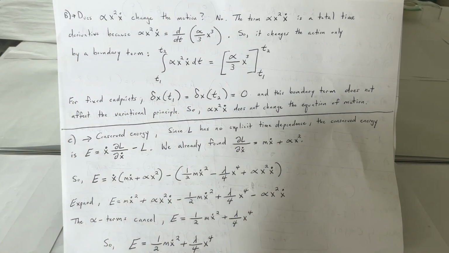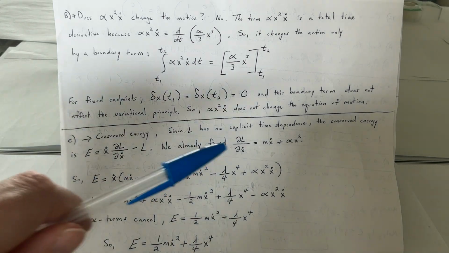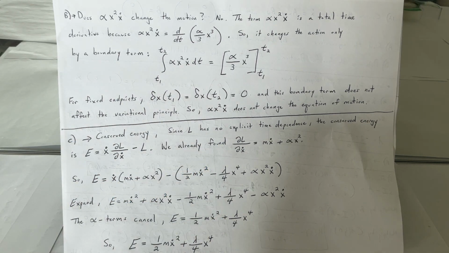Part C, conserved energy. Since L has no explicit time dependence, the conserved energy is E equals x dot times the partial derivative of L with respect to x dot, minus L. We already found that the partial derivative of L with respect to x dot is m x dot plus alpha x squared. So E equals x dot times the quantity m x dot plus alpha x squared, minus the quantity 1/2 m x dot squared minus lambda over 4 x to the fourth plus alpha x squared x dot.